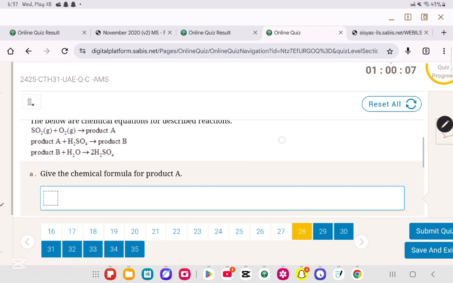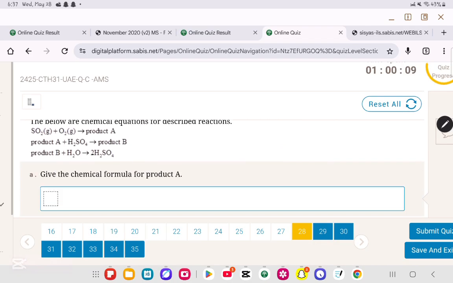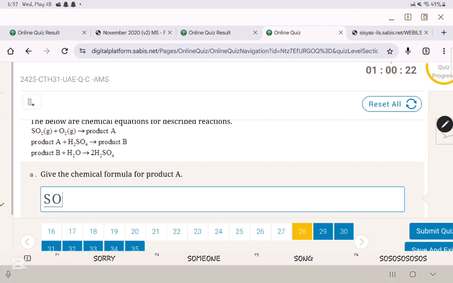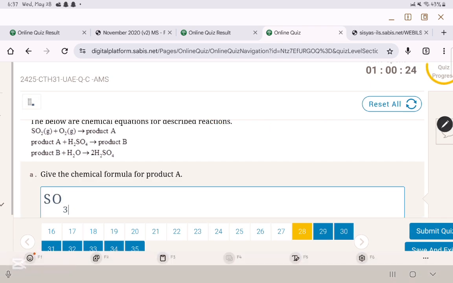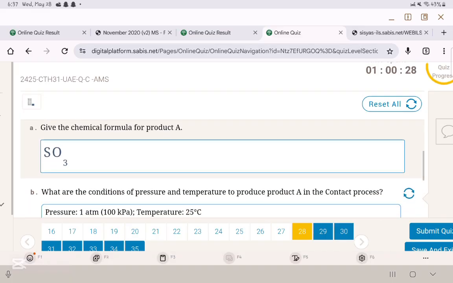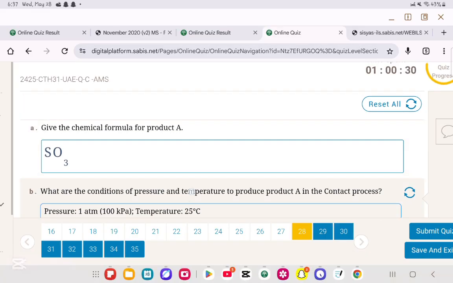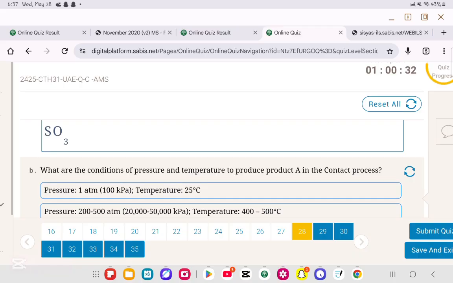Over here, they're asking for product A, so SO2 plus O2 will give us for sure SO3. This is not balanced. You will need to balance it. Maybe they will ask us to balance it. But the answer is what? It is SO3. So when sulfur dioxide reacts with oxygen, it will produce what?